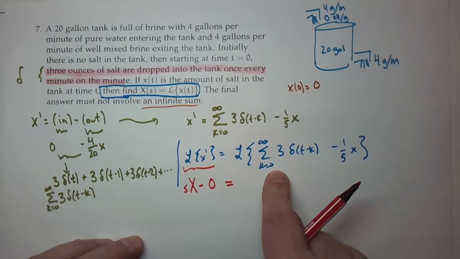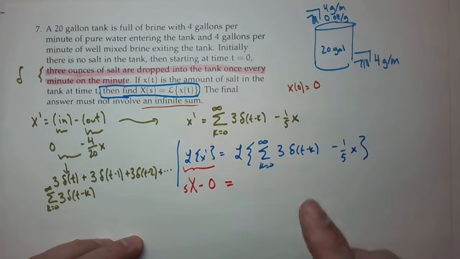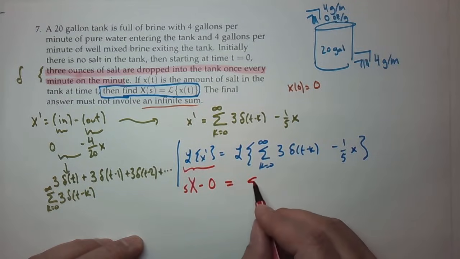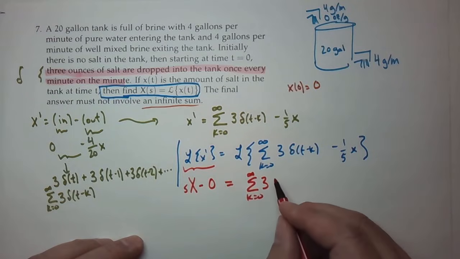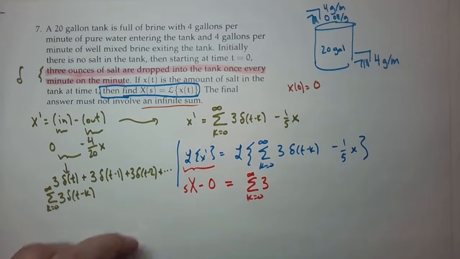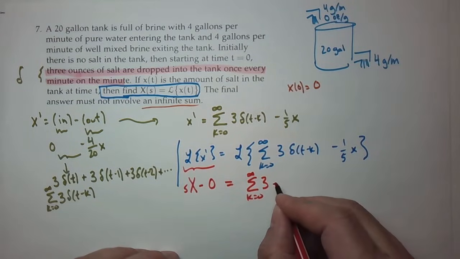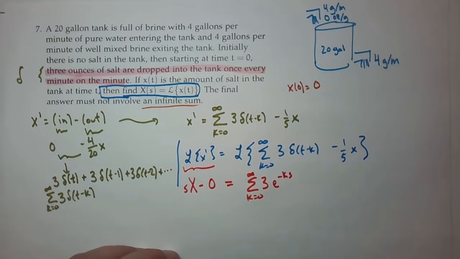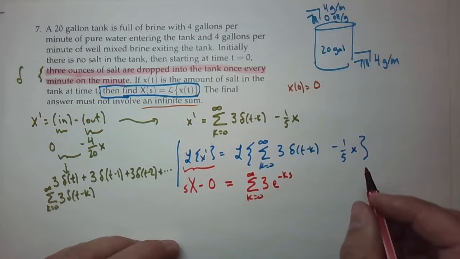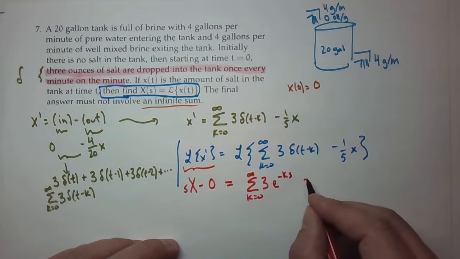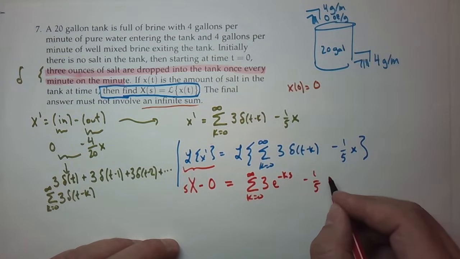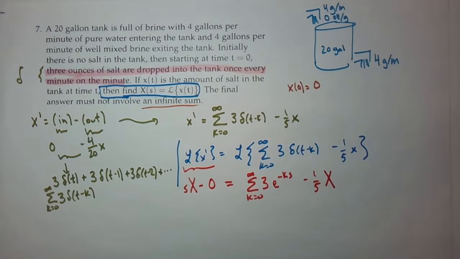Now, the sum is a sum. Laplace transform works great with sums. So this becomes the sum, k equals 0 to infinity, this 3. Now, do we know the Laplace transform of delta(t minus k)? What is it? e to the minus ks. All right. And then minus 1/5 the Laplace transform of x, which is big X.